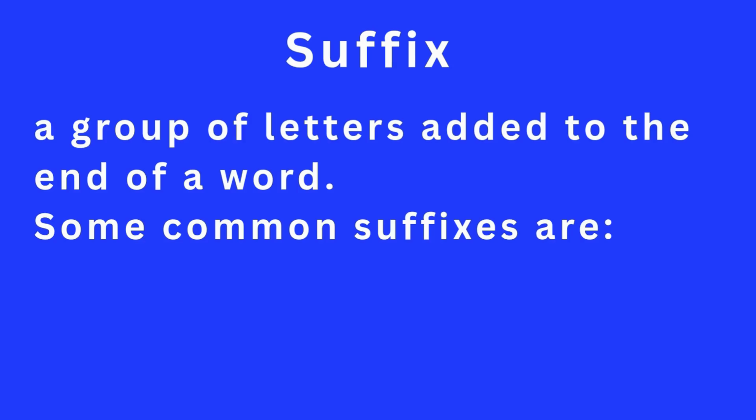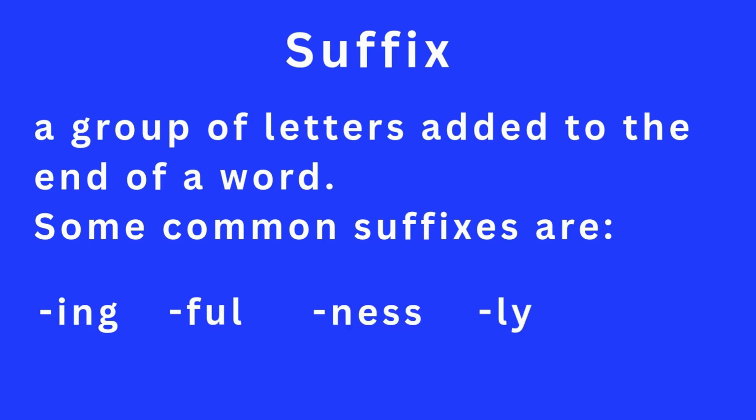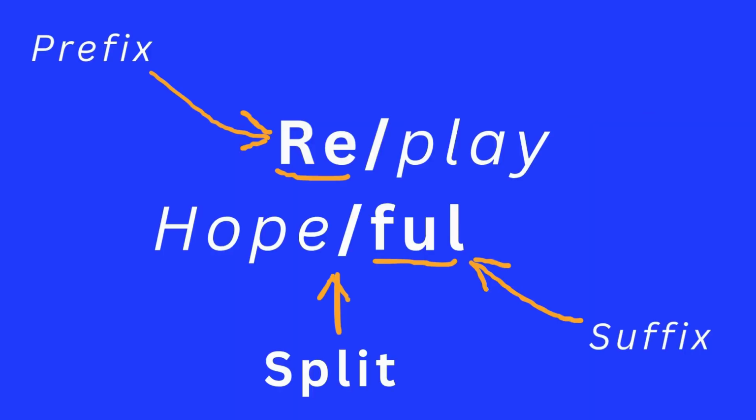A suffix is a group of letters added to the end of a word. Some common suffixes are ing, full, ness, ly, and ment. When dividing words into syllables, we usually split after a prefix and before a suffix. This makes the word easier to read, pronounce, and spell correctly. Let's look at some examples.